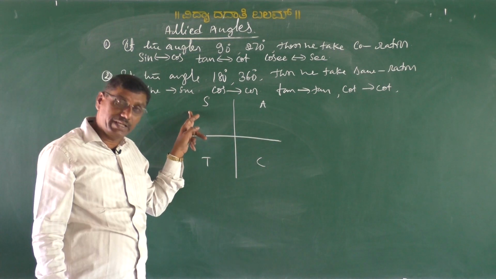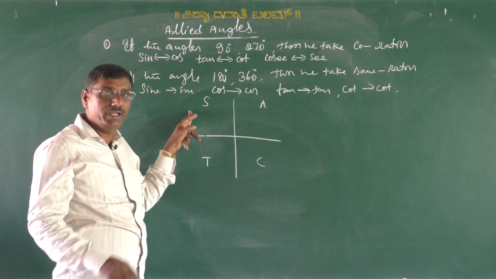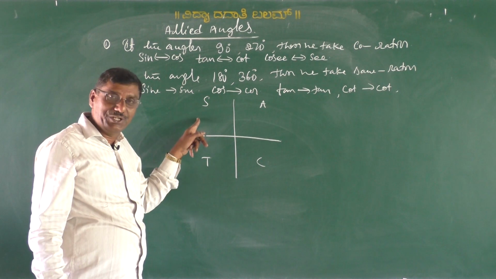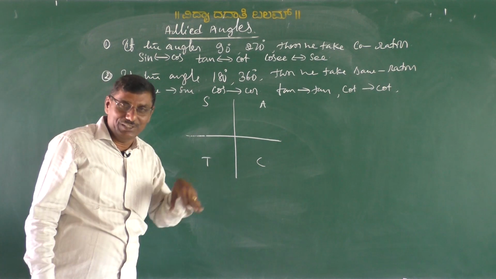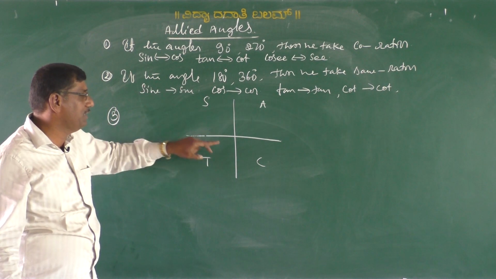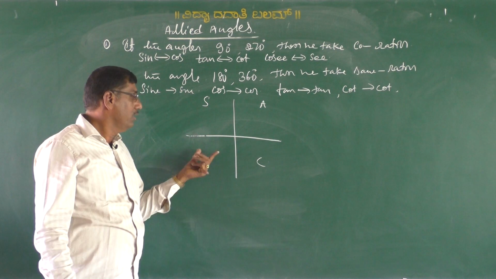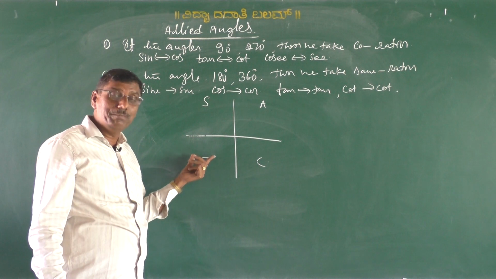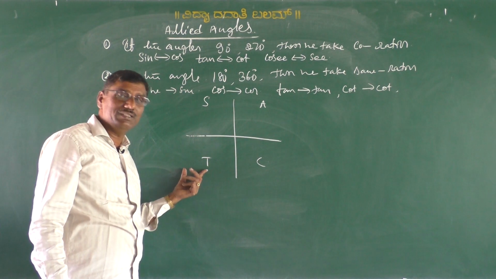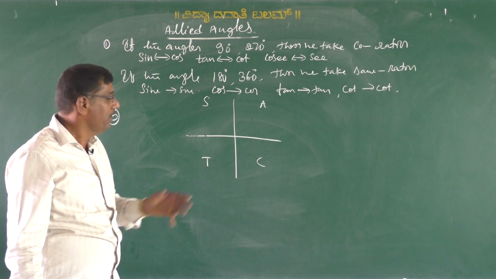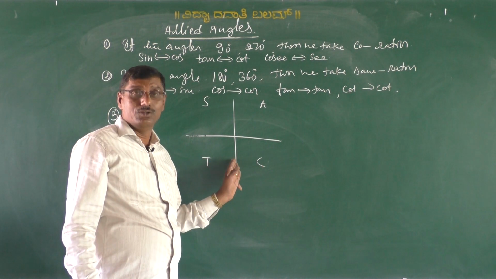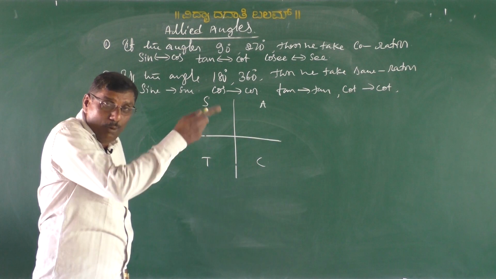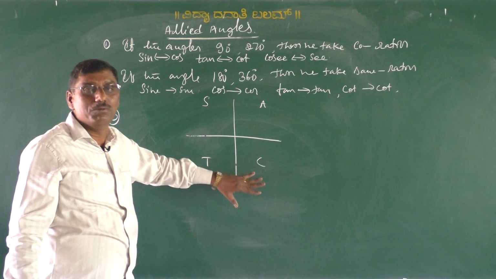In the second quadrant, listen carefully, the angles are 90 plus theta and 180 minus theta, isn't it? In the third quadrant, my dear students, 180 plus theta and 270 minus theta. In the fourth quadrant, 270 plus theta, 360 minus theta and also minus theta.